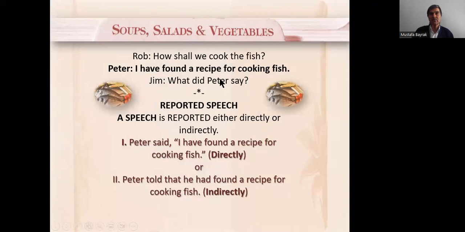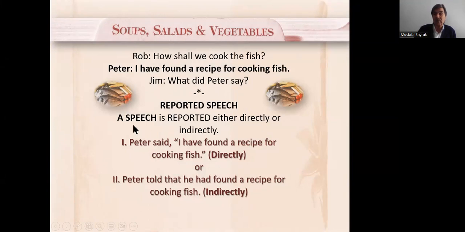Okay, soup, salads, vegetables. Rob, how shall we cook the fish? Okay, here is a normal speech, neither direct nor indirect. Rob, how shall we cook the fish? Peter, I have found a recipe for cooking fish. Jim, what did Peter say? Now, reported speech starts here with Jim's question. What did Peter say? Not Rob, Peter.